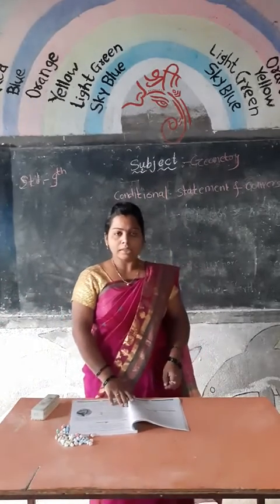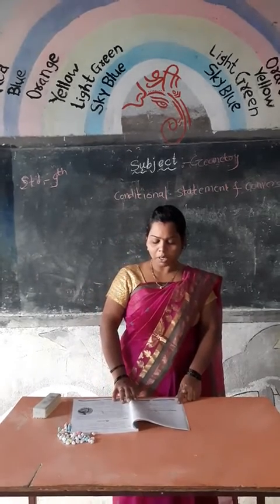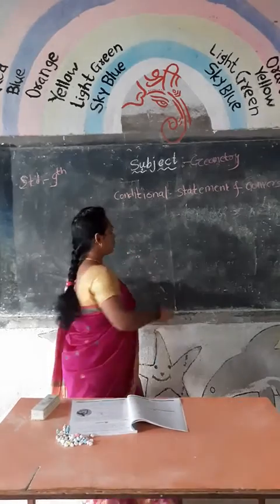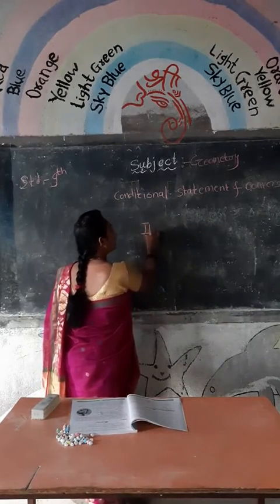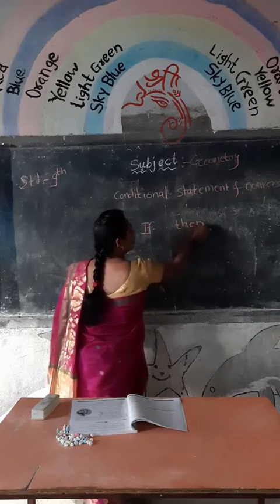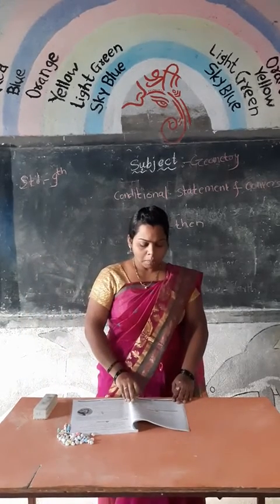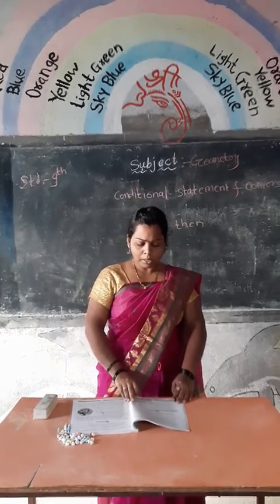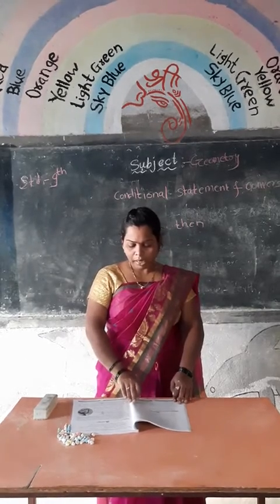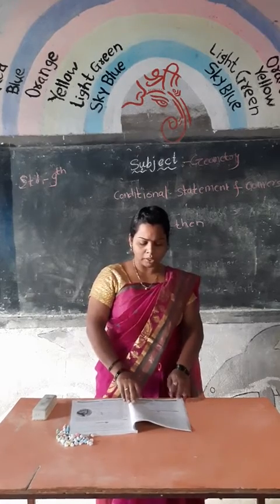The statements which can be written in the if-then form are called conditional statements. The part of the statement following if is called the antecedent, and the part following then is called the consequent.